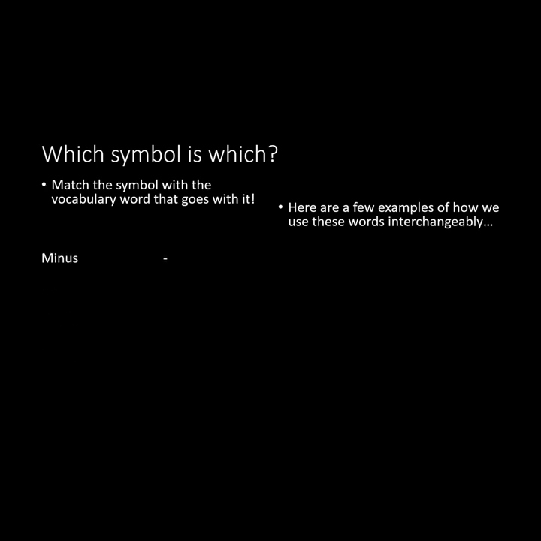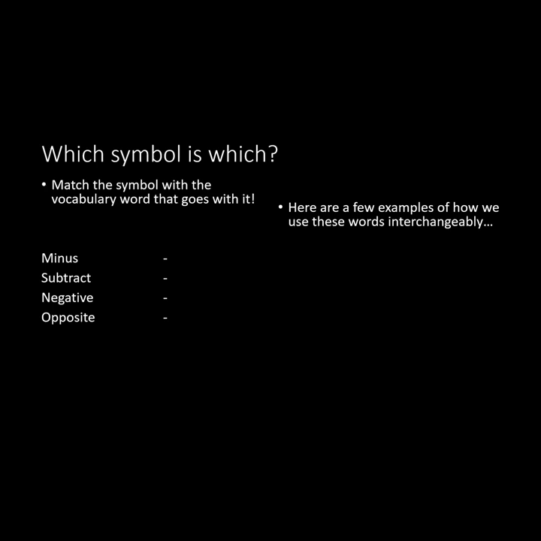First up, we have minus, and we of course have a minus sign, a little horizontal dash. Next is subtract, and you'll notice we have the same symbol. Next vocab word is negative, and you will notice it's the same symbol again. And lastly, opposite, which is the same symbol. Now, of course, the point of that illustration is to note that we have one symbol and 4 different vocab words that go with it.